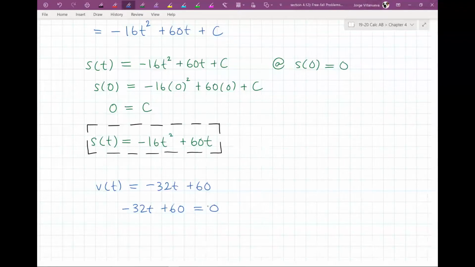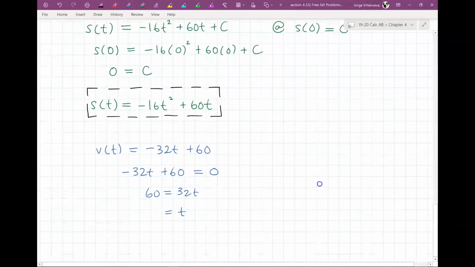So we're going to go ahead and solve for this. So we get 60 equals 32t. So t must be equal to what? 15 over 8 if we leave it as a fraction. 15 over 8 seconds, right? So guess what I'm going to do with that time? Plug it into what? Position to figure out how high it is, right?